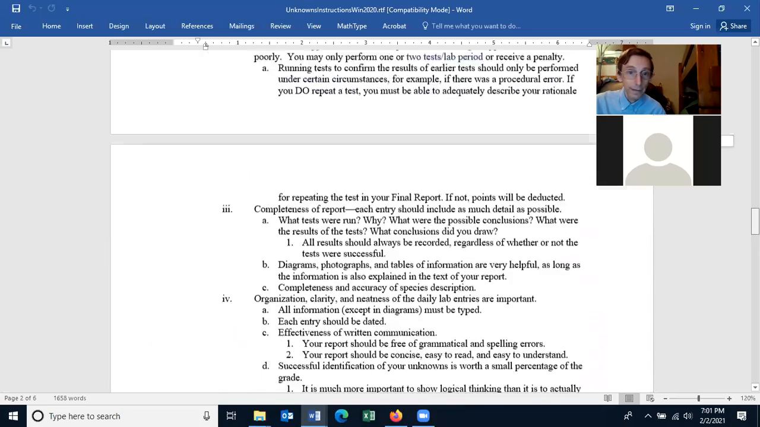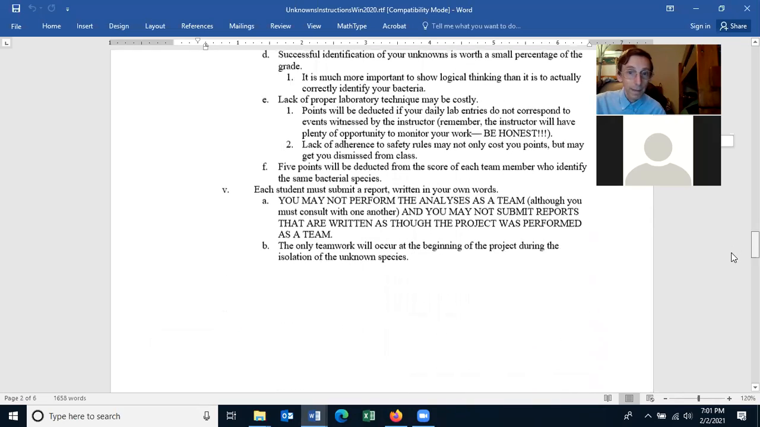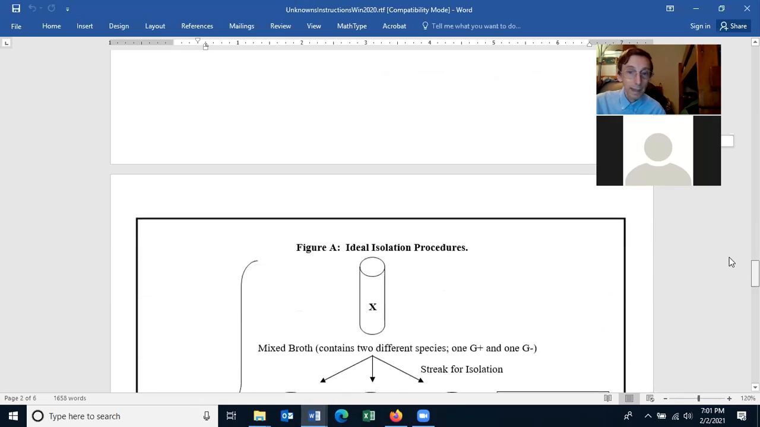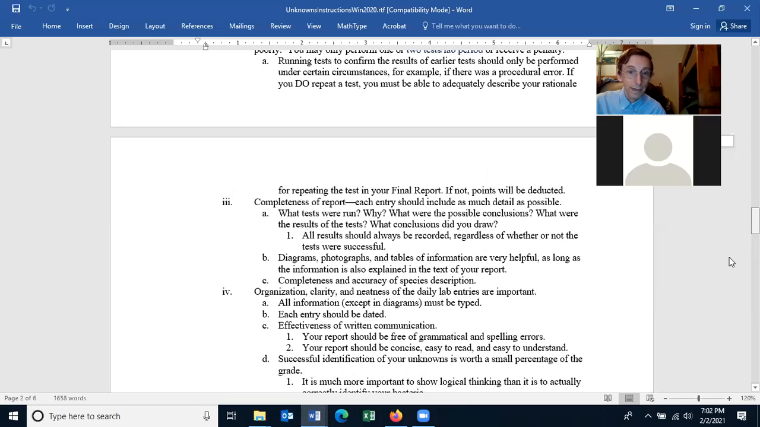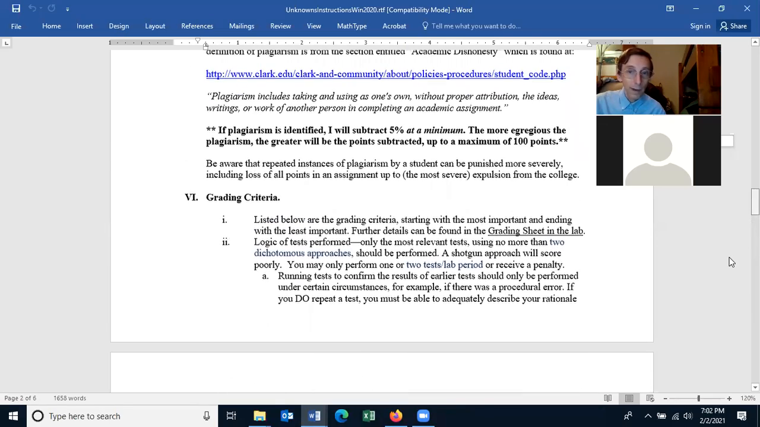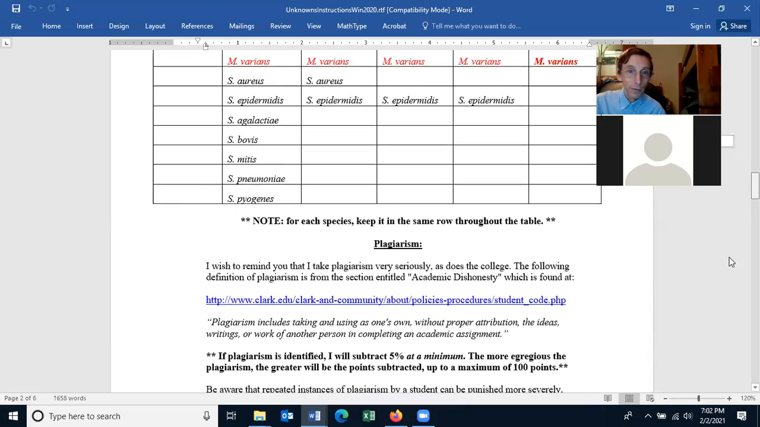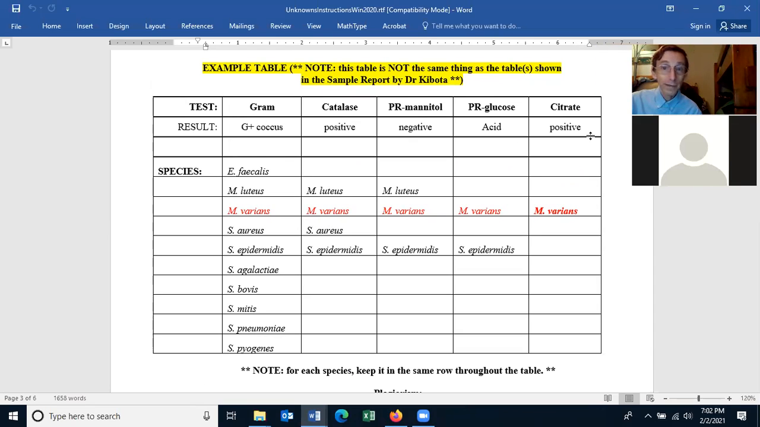The grading criteria, we'll get to that. You do need to have a table. I'm not finding that now. You do need to have a table at the end saying what tests you use to... oh, it's right here. Never mind, that's why I can't find it. It's right in front of me. You need to have a table or a figure saying what tests you used to identify your unknown.